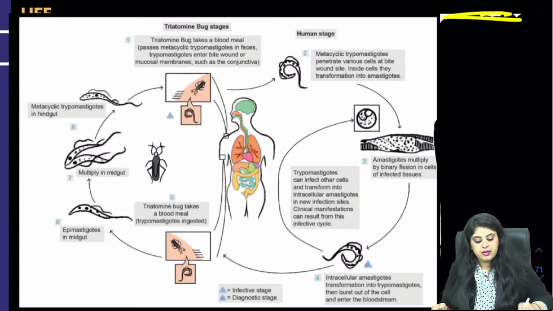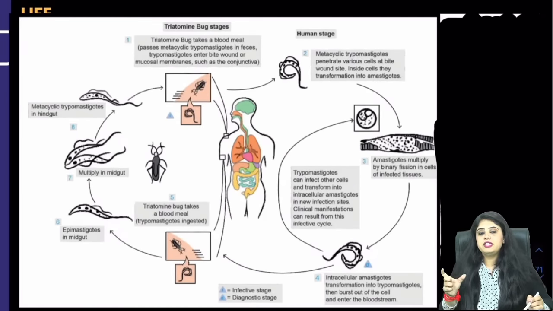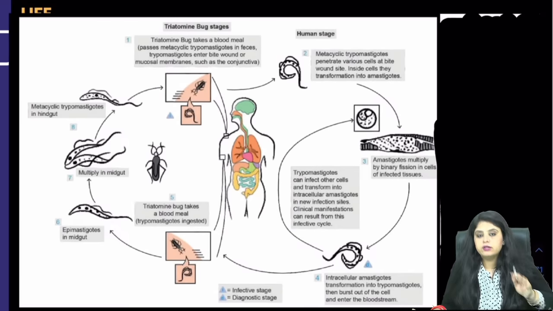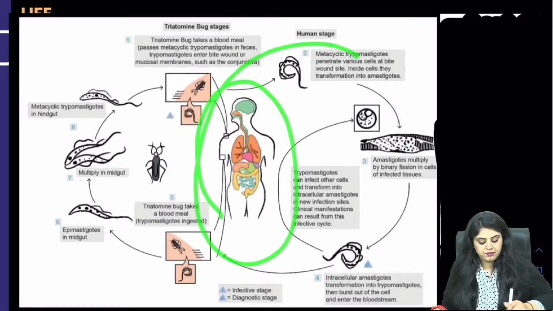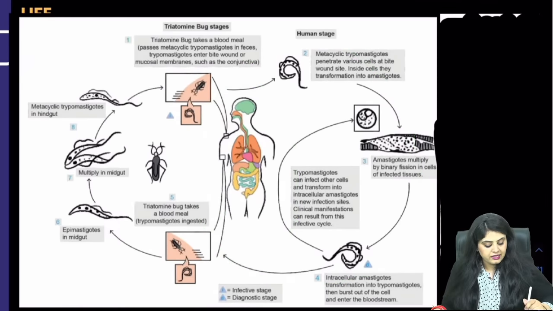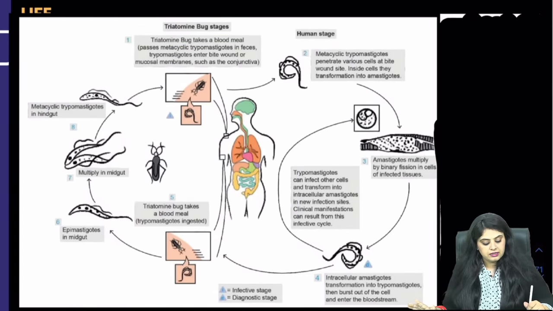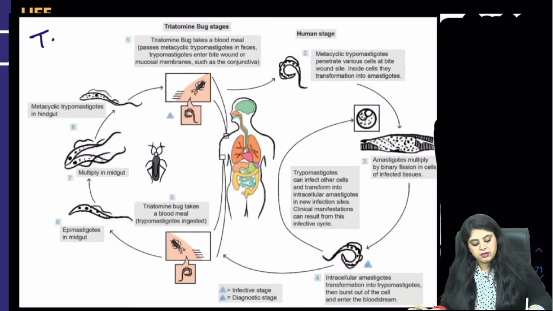Why do I say that? Because all that you have to read is the vector involved. Now you will say, ma'am, finally you said read the host. In the host, I can see there is something happening in human beings, and there is some insect also that they have mentioned, and I could read that the insect over here is the triatomine bug. The triatomine reduvid bug means I am dealing with a case of Trypanosoma cruzi, and that is the Chagas disease.